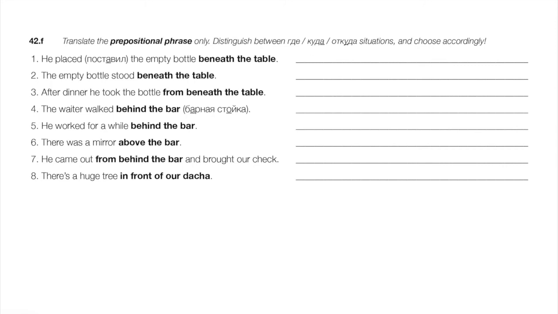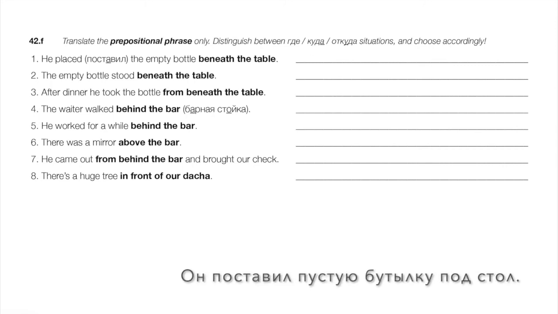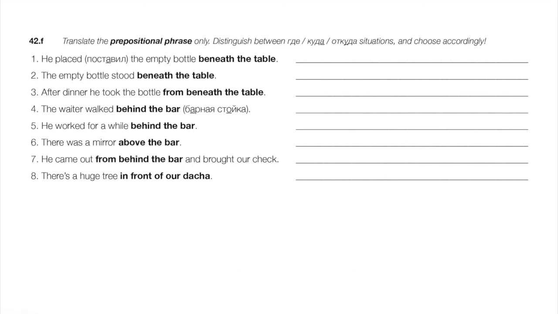He placed the empty bottle beneath the table. Okay, that's going to be a куда, right? Он поставил пустую бутылку под стол. Right, so под again takes the accusative when we're using куда, под стол.